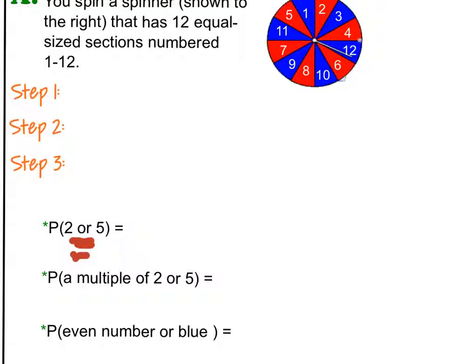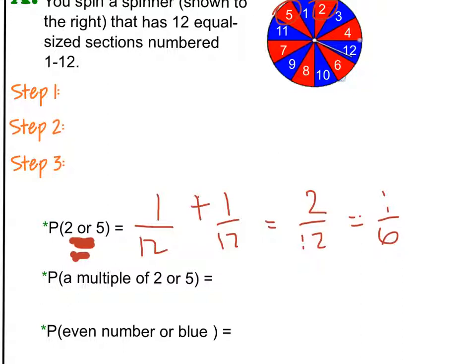So the probability of a 2 or a 5, well, we look up here, there's 1 two and there's 1 five. So there's one outcome apiece. We add those together, you get 2 over 12, or it reduces down to 1/6.